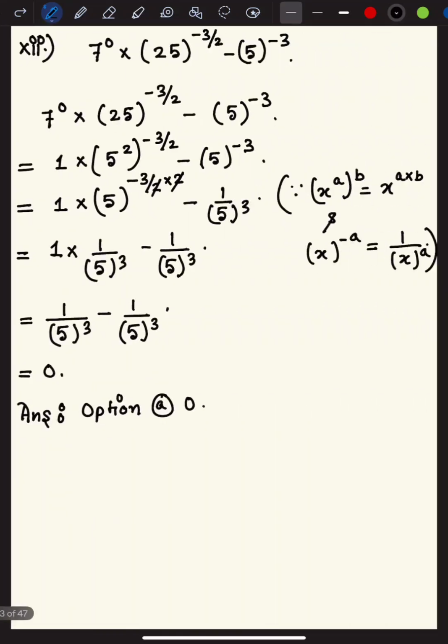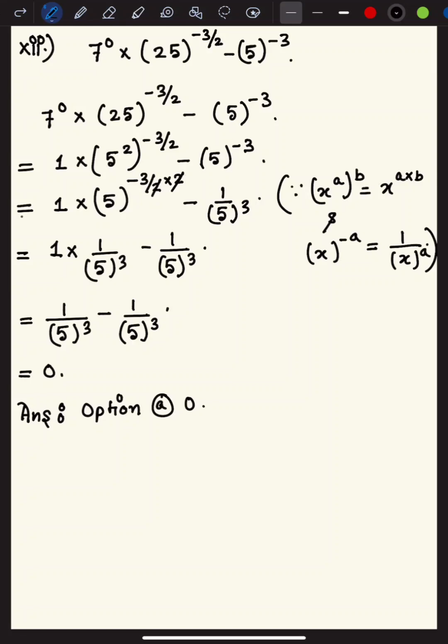Understood? Okay, now let's come to question number 1 support 12. We need to evaluate this: 7 to the power 0 multiplied by 25 whole to the power 3 by 2 minus 5 to the power minus 3. Anything to the power 0 is 1, and this 25 we can write as 5 square, whole to the power minus 3 by 2. Minus 5 whole to the power minus 3, we are keeping as it is.